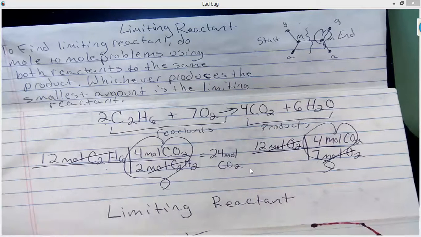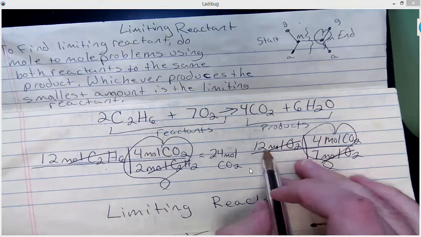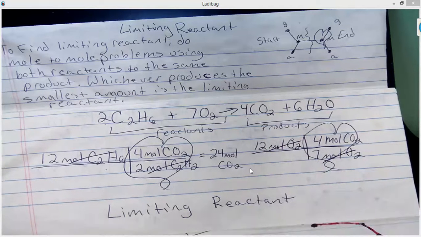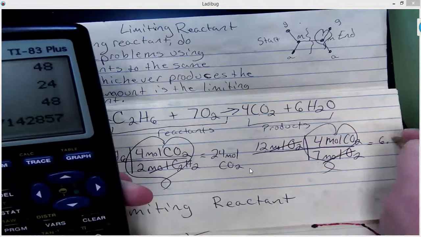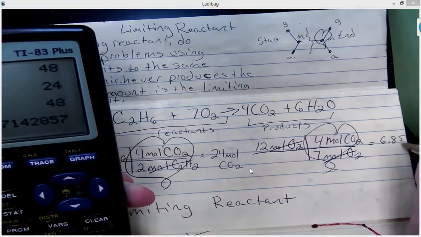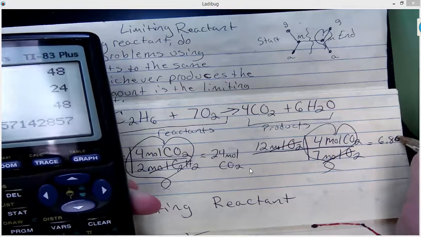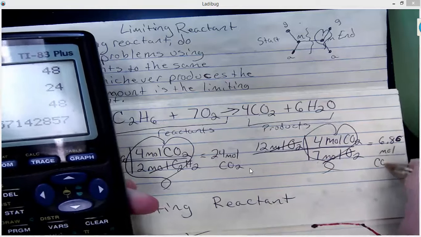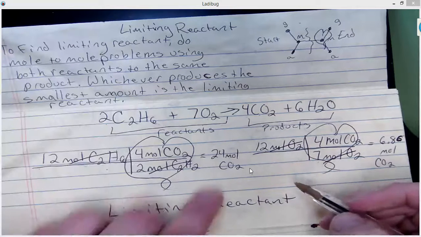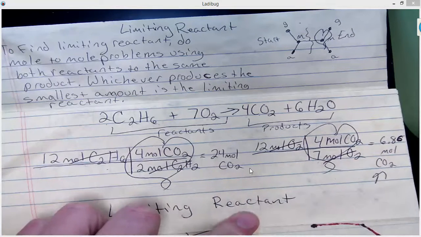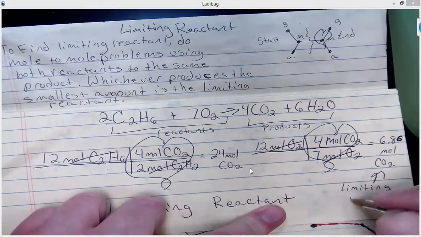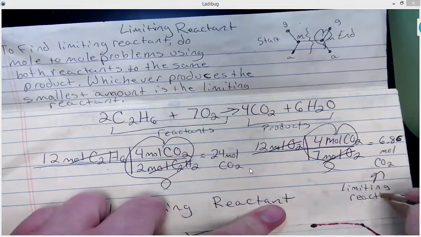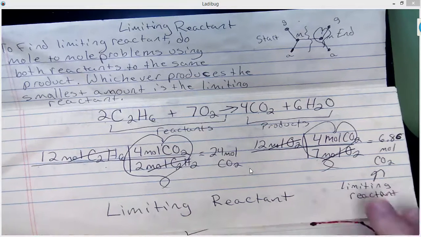And then we'll go ahead and do 12 times 4 divided by 7. And this is going to be 6.85. Actually, you can round that to 6.86 moles of CO2. Okay, so with this, we can see that this is the smaller amount. So this is the limiting reagent or reactant. And so that's it.